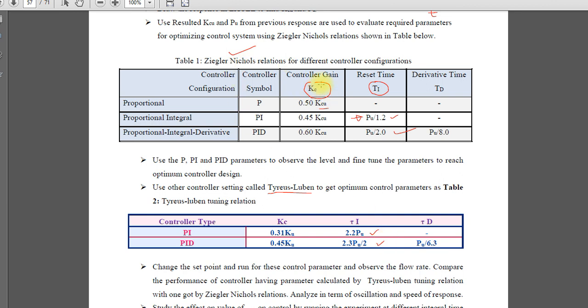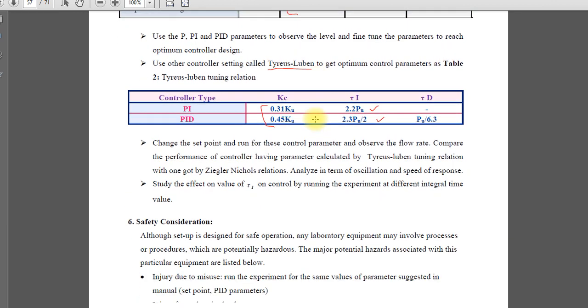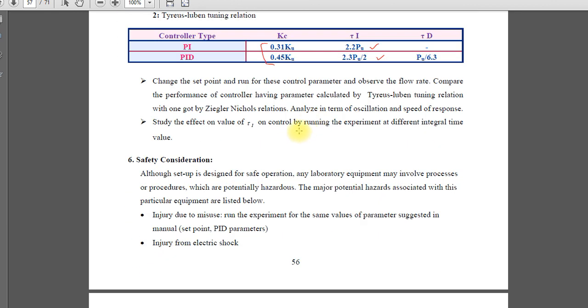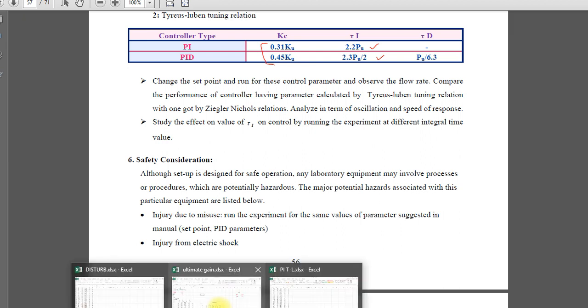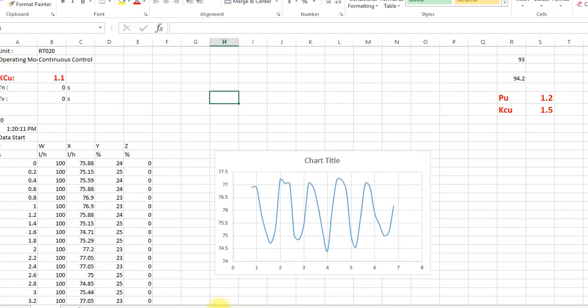Similarly, Kc values: here you can see 0.4, 0.6, and here 0.3, 0.45. It means the Kc value is low in the TL method and high in the ZN method. Okay, so now let's go to the experimental data we have. First of all, I will show you this one. This is the case when Kcu was 1.5.